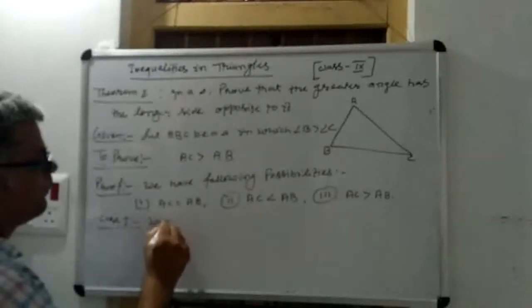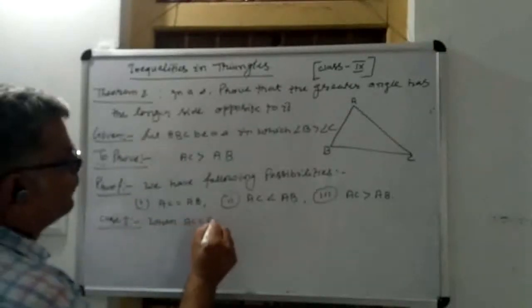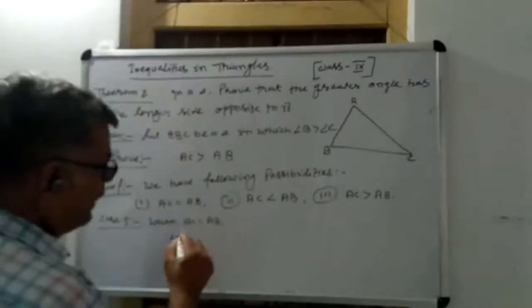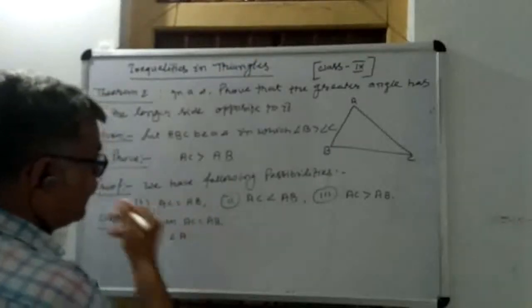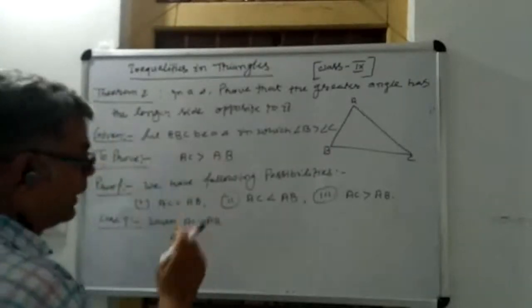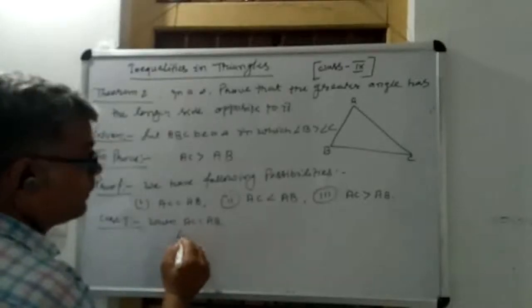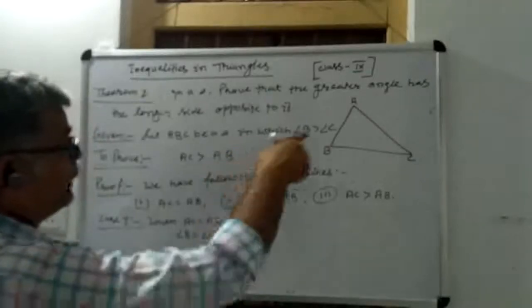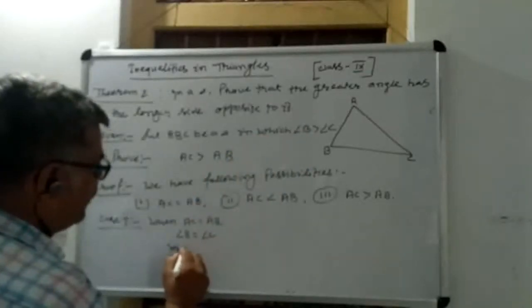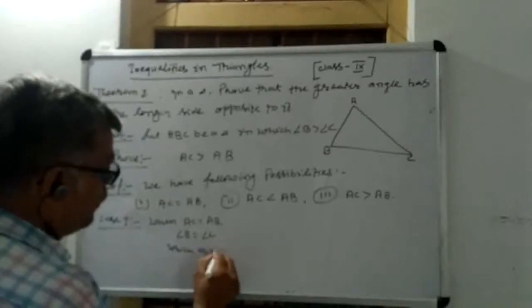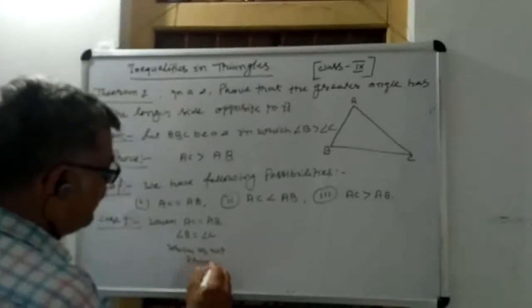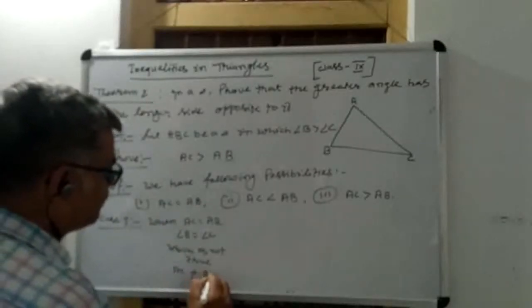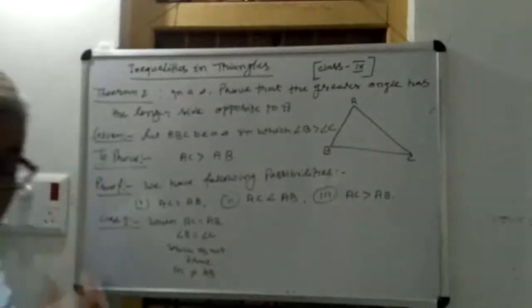When AC equals AB, then we can have angle ABC, angle B equals angle C, which is not true. It means that AC is not equal to AB.